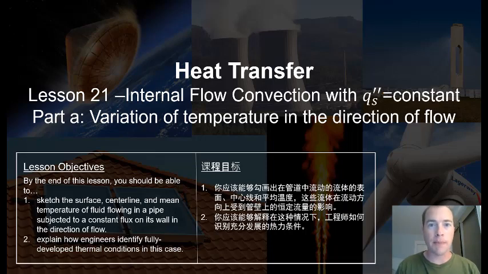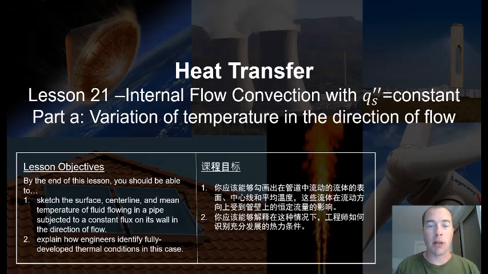In lesson 21, we will be discussing internal flow convection heat transfer when the tube wall in which the fluid is flowing is subjected to a constant heat flux. This boundary condition is a common one found in many applications. It is also found in the example that we discussed in lesson 20. That example is a solar parabolic trough concentrating collector.